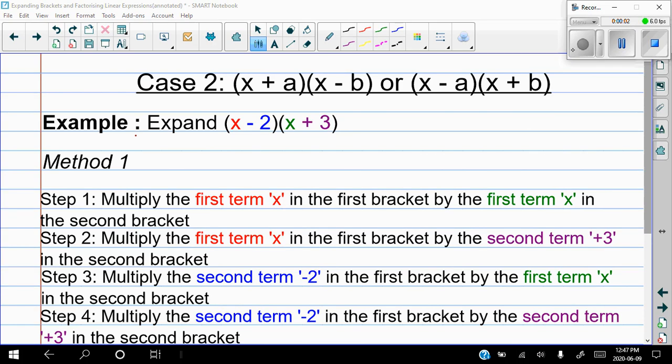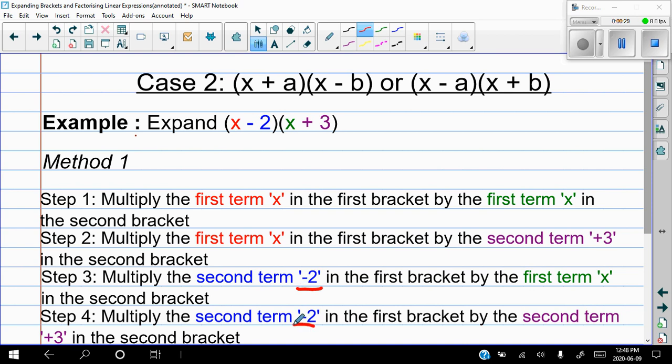So, welcome back. Today we're going to do case 2, where that is when we have one of each operator. So we can either have x plus a, x minus b in brackets, or x minus a, x plus b. So if you notice, the steps are exactly the same. The only thing that changes is this little part down here in step 3, where it basically says that we have a minus 2 term that we have to account for. So we have to account for that minus sign.